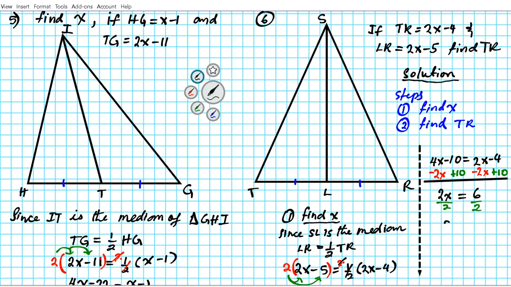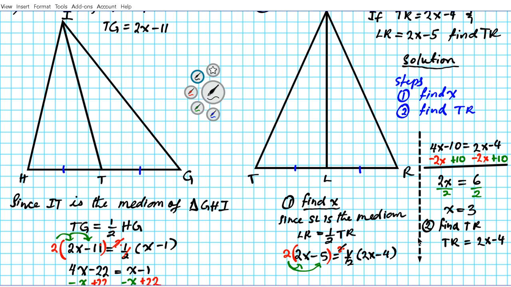Ladies and gentlemen, are we done? Is this the answer to the problem? Nope. When you're solving problems like this, make sure you're answering the question. The question said to find TR, so we need step 2. To find TR, we're going to start with what TR is. We know that TR is equal to 2x minus 4. That's what was given originally. And then we just take the 3 and plug it in here, and then we use PEMDAS to finish it off.